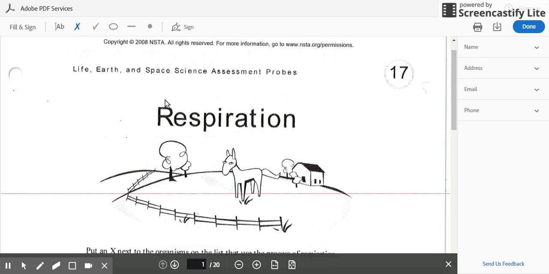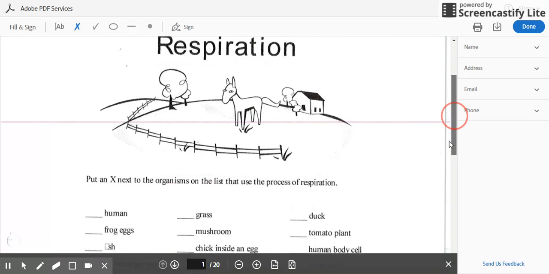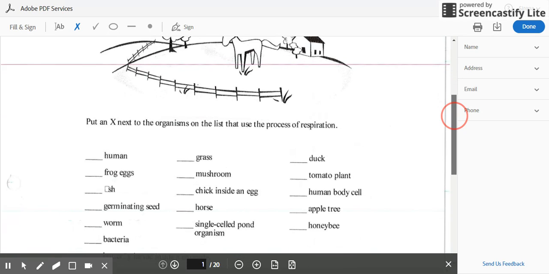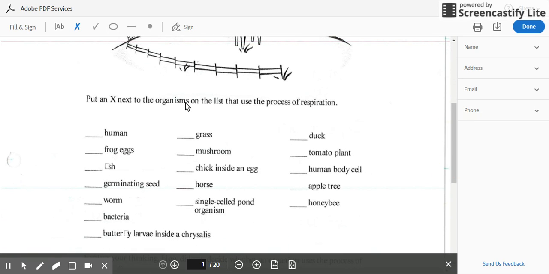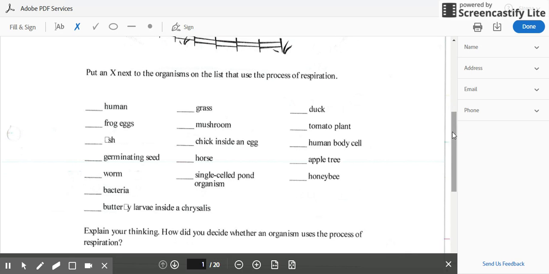Yesterday, we started off talking about cellular respiration, and we learned that respiration happens in the mitochondria. We started off by trying to figure out which organisms on the list will use the process of respiration. However, we know that every living thing has to be able to do the process of respiration. Every single living thing must be able to do the process of respiration.